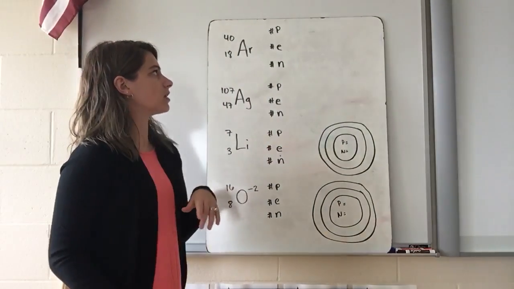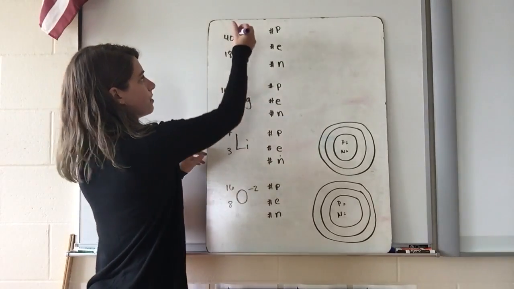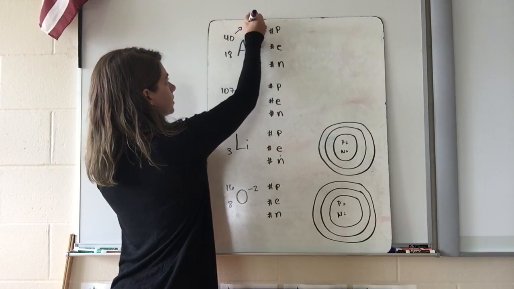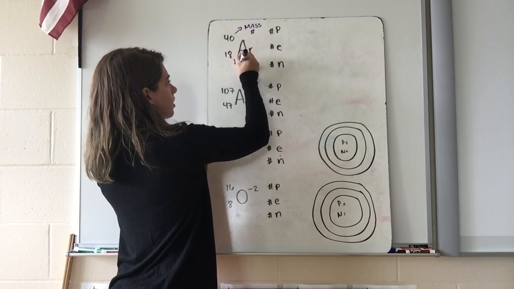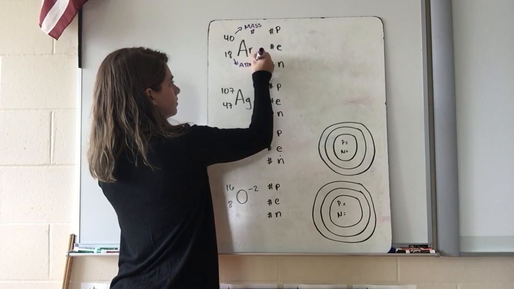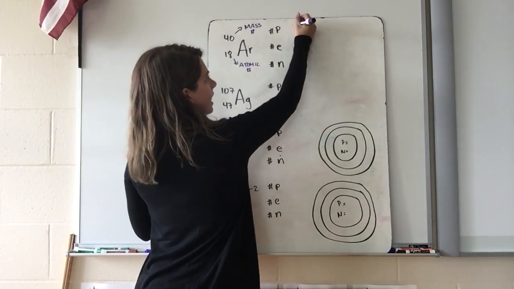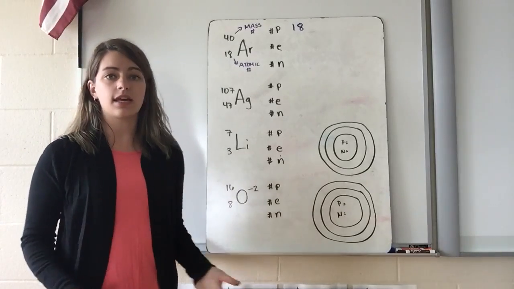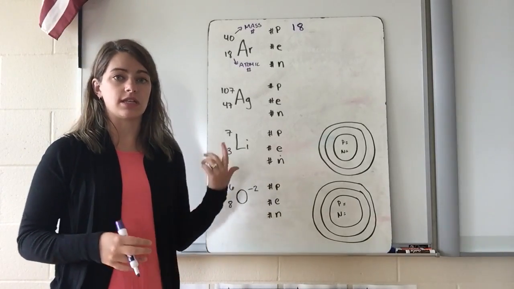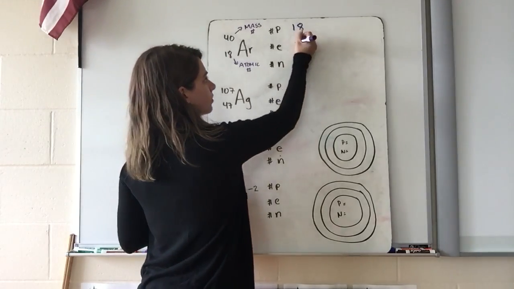Okay, our first example is argon, and we have 40 and 18. So remember, this 40 is our mass number, and this is our atomic number. And our atomic number tells us our number of protons. So we have 18 protons. Now, it doesn't say anything about a charge, so we're just going to assume that it is a neutral atom, which means our number of electrons is going to equal our number of protons.